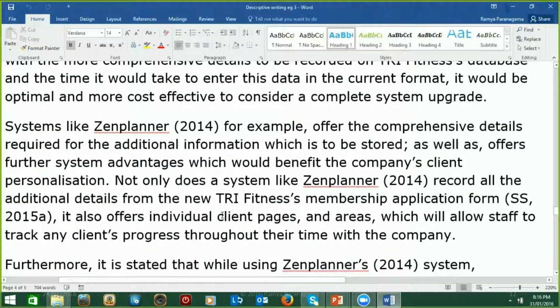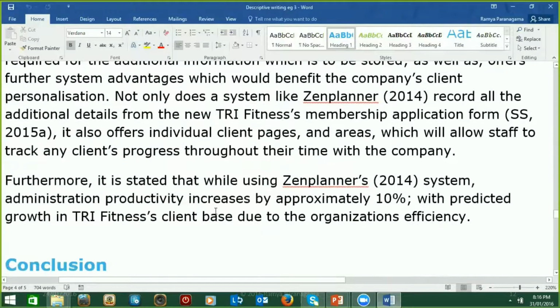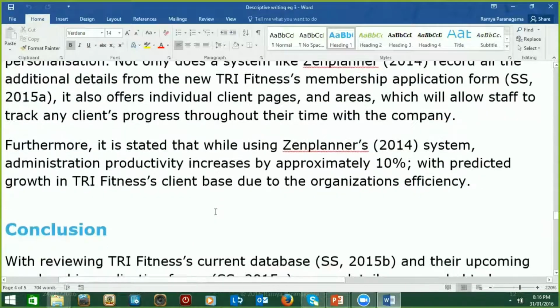Okay, this has some clue of how to use in-text referencing, but that's all. And then look at the suggestions and conclusions.